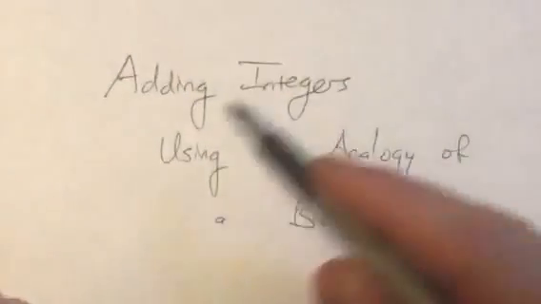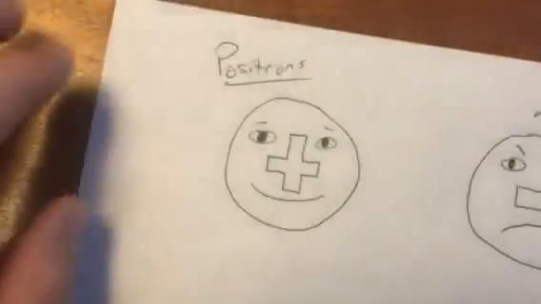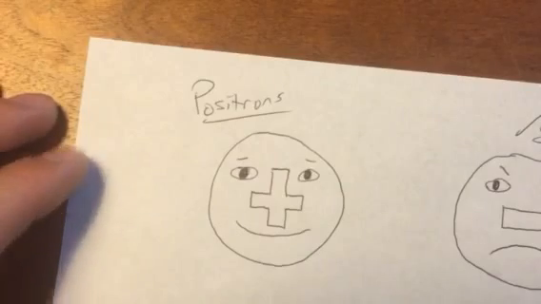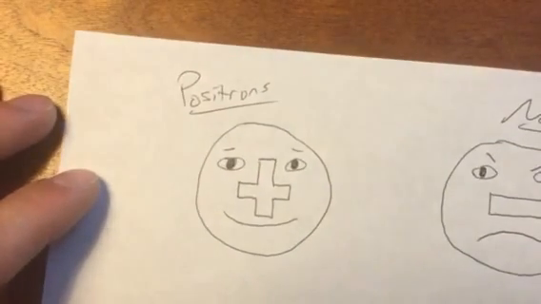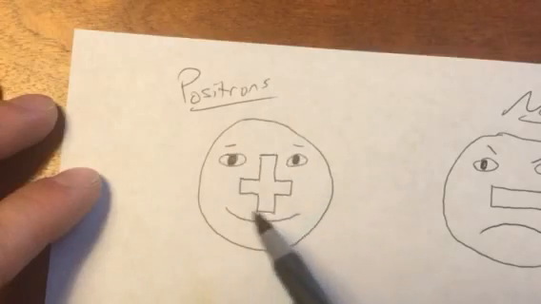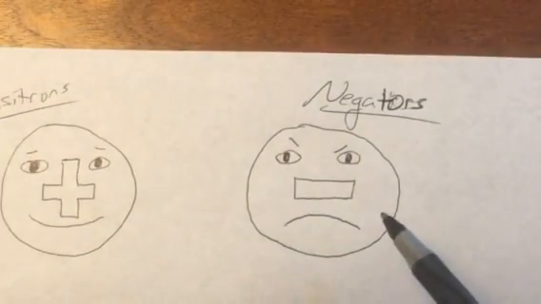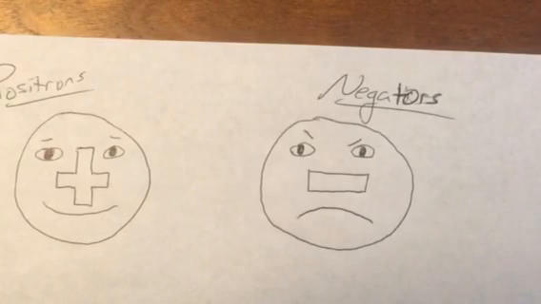So we're going to add integers using an analogy of a battle. This was given to me by a student a long time ago. He came up with this. I thought it was great. I said I'm going to steal it and use it. And it is the concept of positrons, good guys, right? They're positive, versus the negators. They are negative and bad.